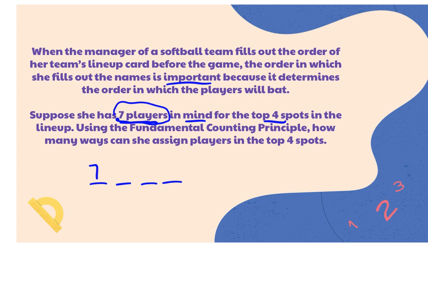Well, you have 7 choices for the first spot. Once I make that choice, I've got 6 players left, and one of those 6 is going to go in the second spot. Then after that, you're going to have 5 left, and then 4 left for that remaining spot. Okay, so that's just 7 times 6 times 5 times 4. So for those 4 spots, you've got 840 different possible ways you can do that.